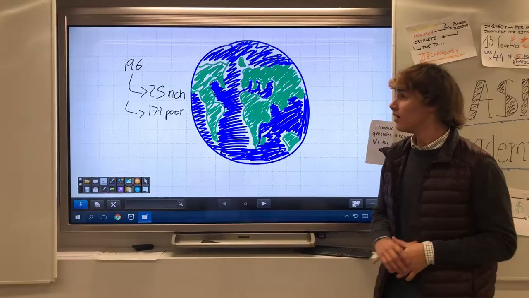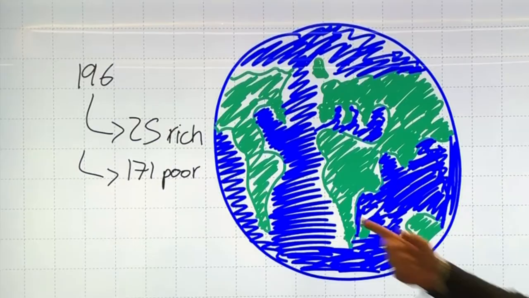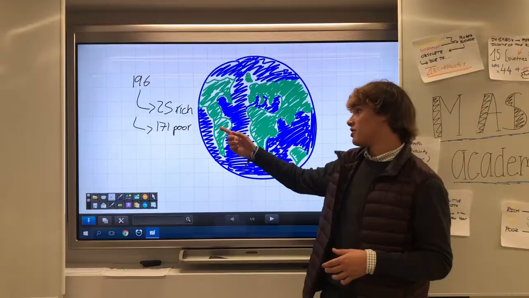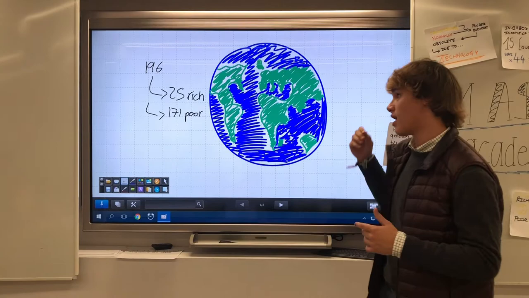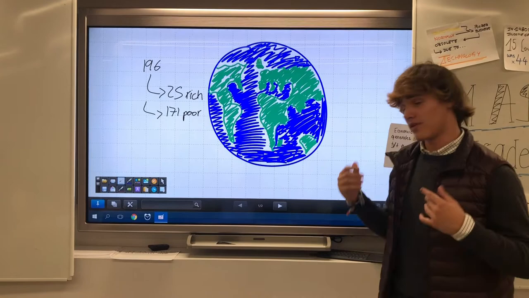There are 196 countries in the world, of which 25 are really rich, where the average wage per year is around 100,000, while the 171 left are poor or really poor, where the average wage is around 1,000 per year.